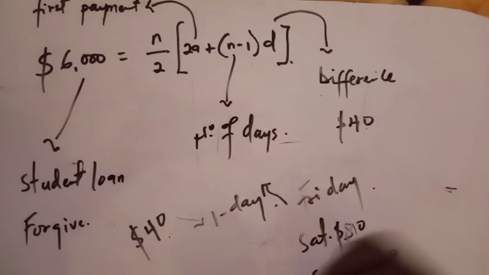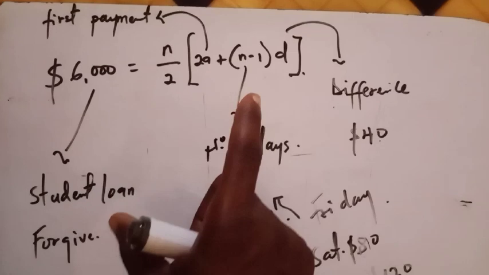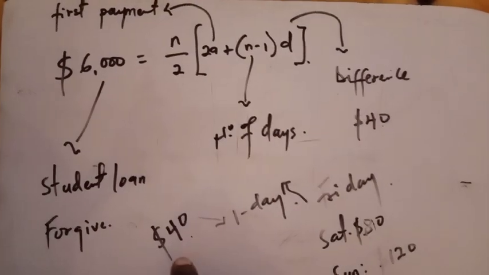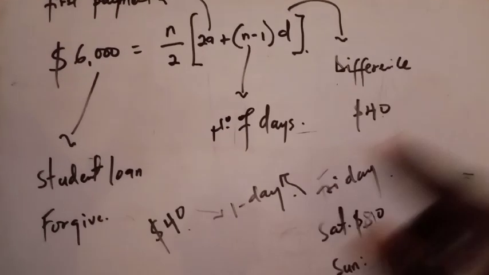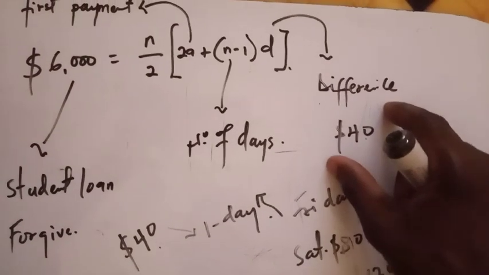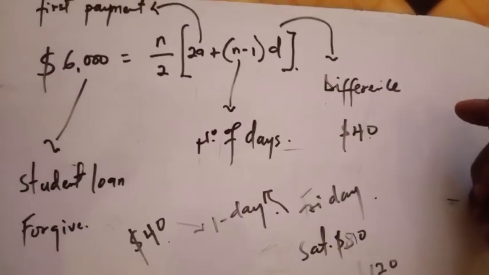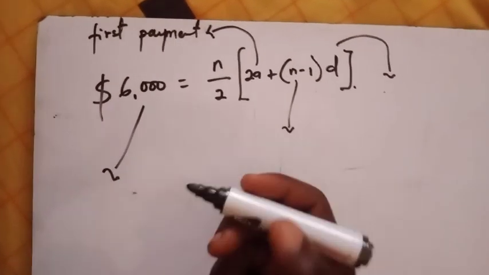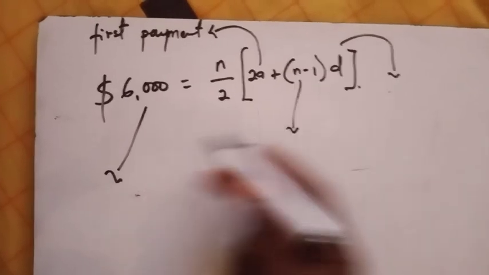Now let's dive into the solution and see how many days we need to pay this $6,000 loan. If you choose to pay $40 on the first day and take a difference of $40 on our next payment, right? And this is the calculation. Once again, if you are not a student, you don't even need to go about this calculation.